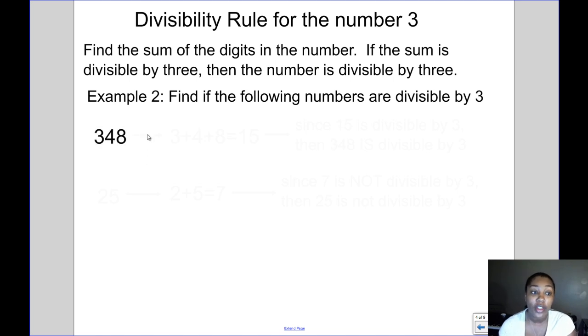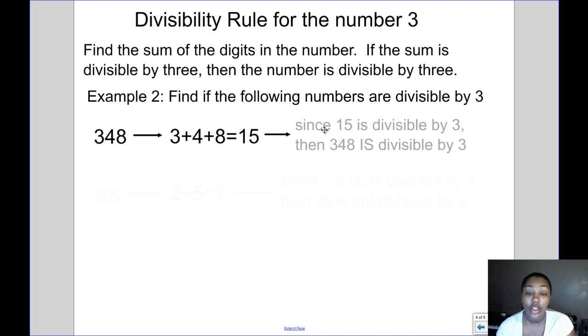Well, to find if it's divisible by 3, the first thing we're going to do is add the numbers together. So we're going to add 3, 4, and 8. So when we add 3 plus 4 plus 8, it gives us 15. So then we want to ask ourselves, well, is 15 divisible by 3? And 15 is divisible by 3. So because 15 is divisible by 3, then 348 is divisible by 3.